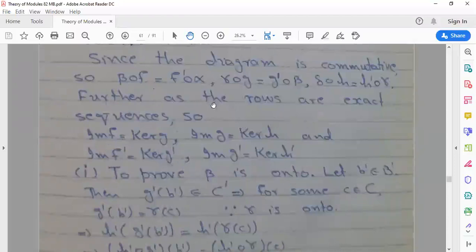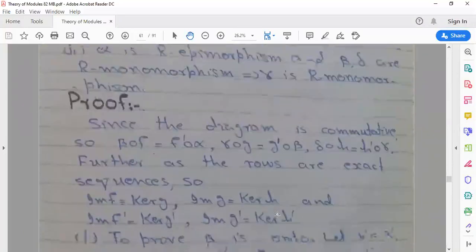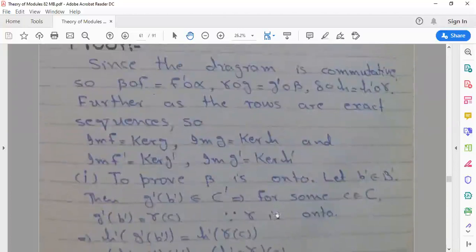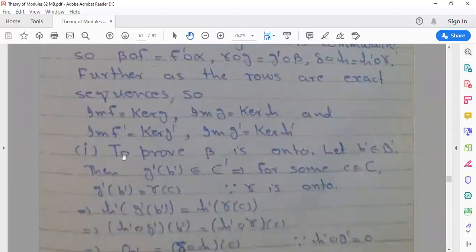Further, the rows are exact sequences. So image of F is equal to kernel of G, image of G is equal to kernel of H, image of F dash is equal to kernel of G dash, and image of G dash is equal to kernel of H dash. This is also given, as we are taking it from the above diagram. So we have proved that beta is onto. So we start the first part of this theorem.